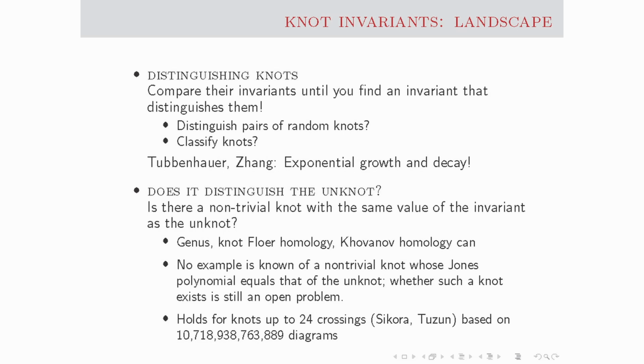And this is actually a very different type of question, and it's a recent result by Danny Tubenhauer and Victor Zhang that says that these invariants I'm talking about will distinguish almost any pair of knots with probability 1. There's exponential growth, but they will fail miserably in distinguishing all knots. So as you go along the crossing number, there's exponential decay. We've actually seen that in our work, and they were inspired by the results that we got.